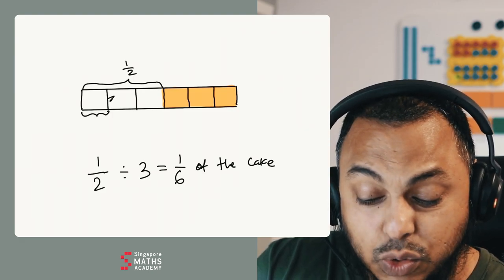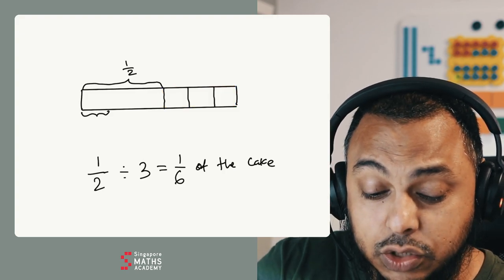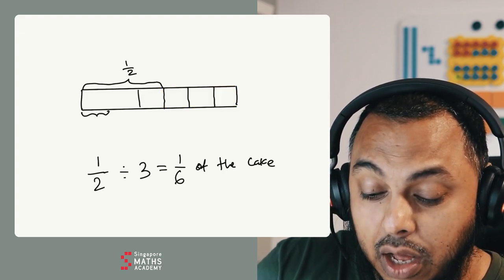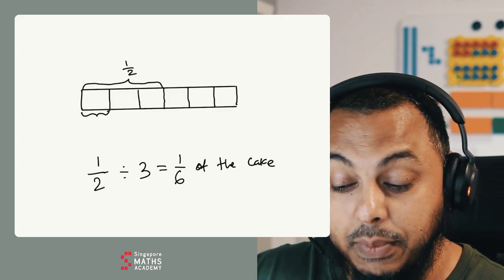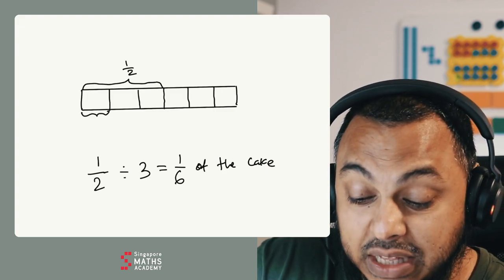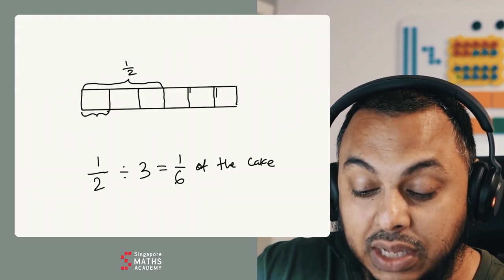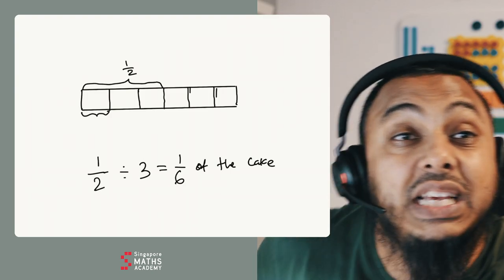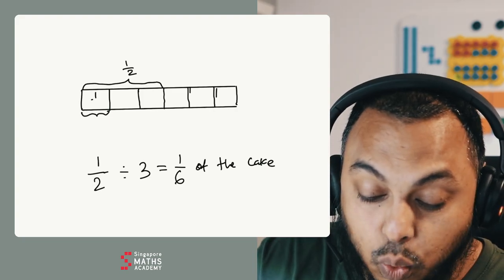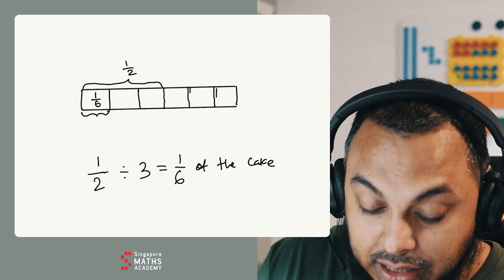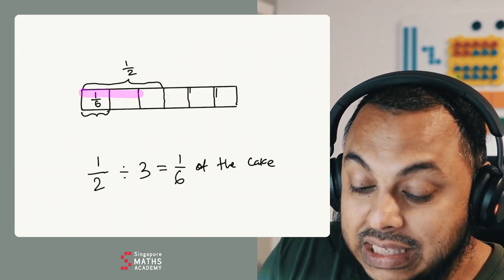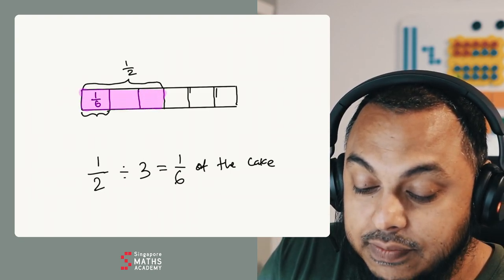And we can do that just by using bars if we wanted to. We can split the half into 3 equal parts because we're sharing amongst 3 people, and then we split the whole thing into those equal parts, and then we can see we've got 6 equal parts, and therefore this is 1/6, and the person or the people that will be eating this cake will get 1/6.